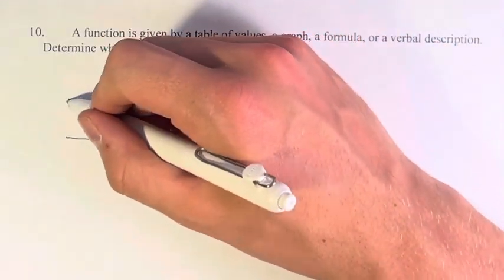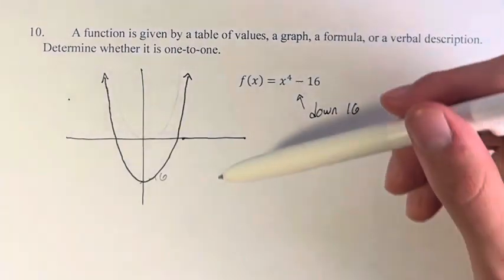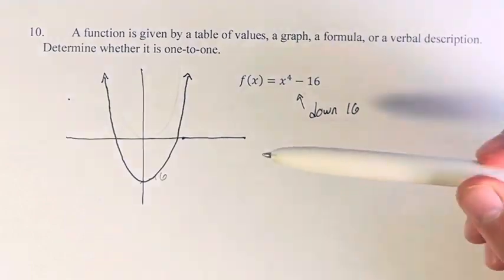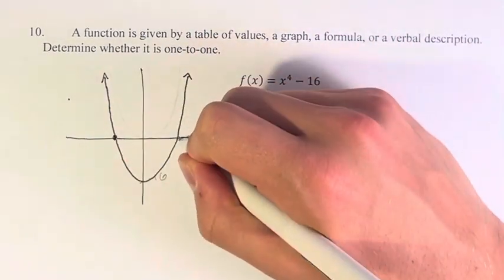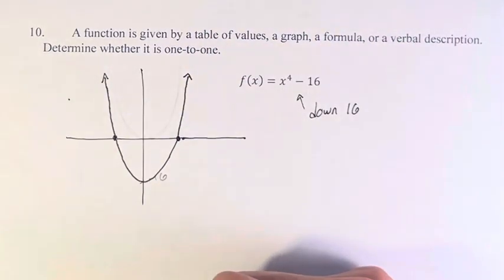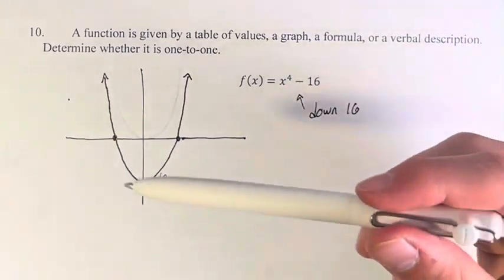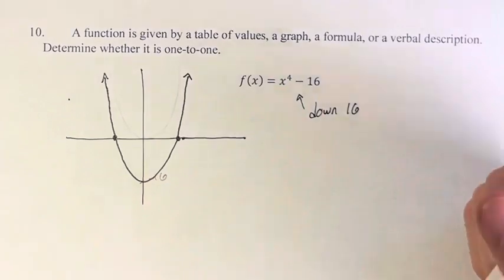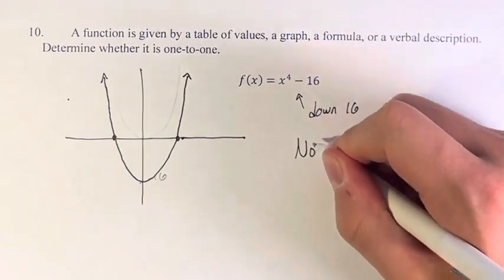For example, you don't even have to draw a line. If we look at the x-axis, which is a horizontal line that goes through the function, we can see that it has two intersection points. Therefore, for the same y value, there are two different x values. Therefore, no, this function is not one-to-one.